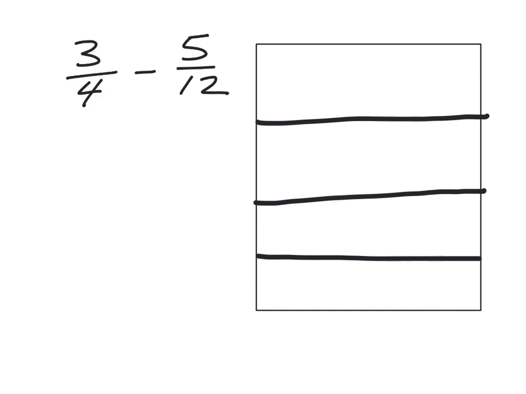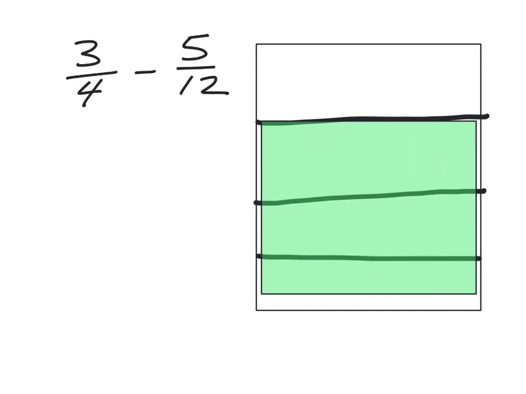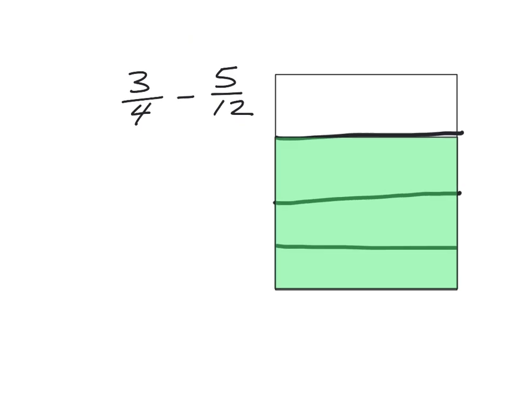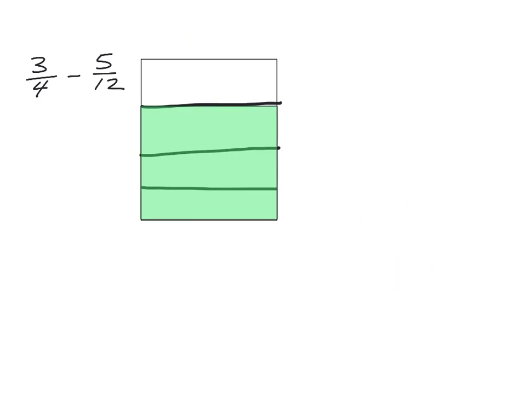So I'm going to go ahead and color in 3 of those parts, right? So 1, 2, 3, and that's about right. There we go. So now I have 1, 2, 3 out of 4. I'm going to subtract 5/12. And since this is broken into fourths and I'm subtracting twelfths, hey, that's not going to work, my friends. So I'm going to go ahead and find my least common multiple.